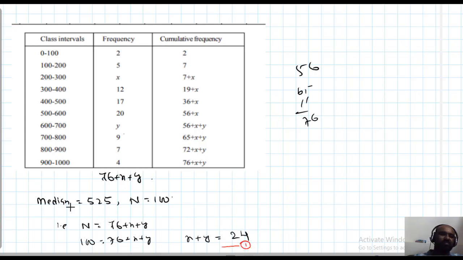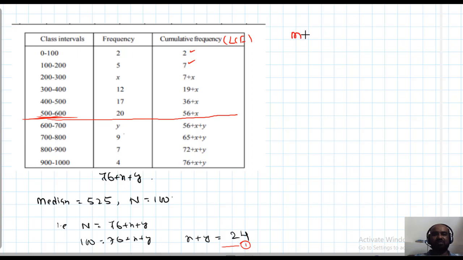To find the x and y values, you need one more relation. Okay, students, after that, what should we write? Less than cumulative frequency: 2, 2 plus 5 is 7, 7 plus x, like that. The table is completed. In the previous problem, we identified the median class. How do you identify the median class? We found the n by 2 value and cross checked where it crosses. But here, even though n by 2 is 50, we can't identify where it crosses because you don't know the x value. But the median is already given, no? The median class will contain the median. Where is that 525? In this class interval. That's why this class interval is treated as the median class indirectly.